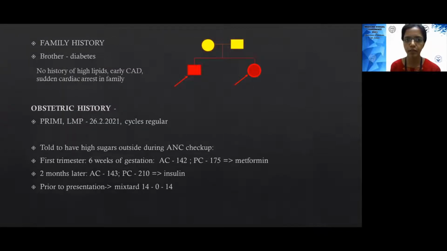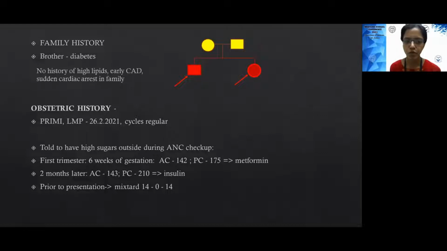She has a significant family history of her brother being diagnosed with diabetes early in his life. No history of high cholesterol in the family, early coronary artery disease, or sudden cardiac arrest. She is unsure of the history of diabetes in her grandparents, but she knows that her parents did not have diabetes. She is a primi.